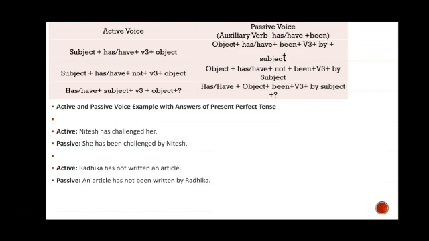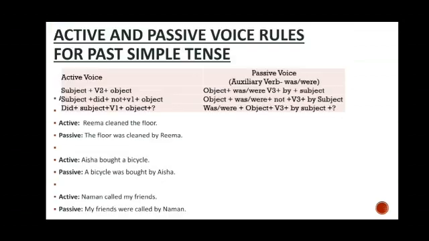After that being is coming, then verb third form, then by, and after that the subject. See the example: Nitish has challenged her. So, she has been challenged by Nitish. Okay. Next is: Radhika has not written an article. So, an article has not been written by Radhika.